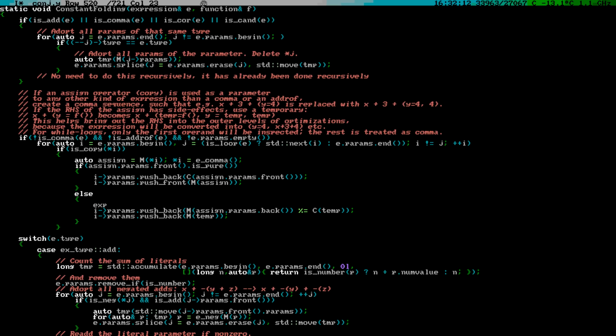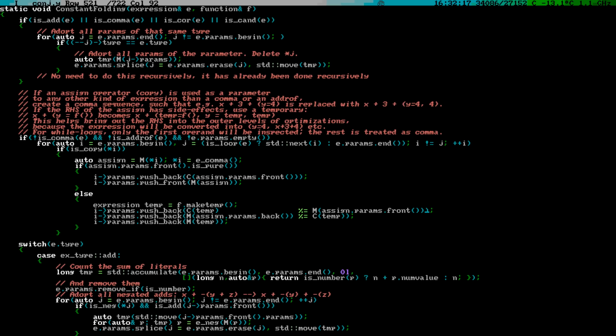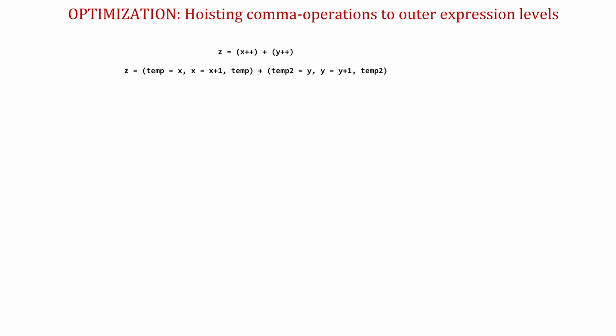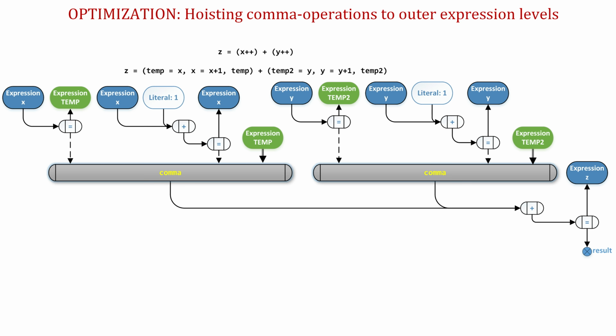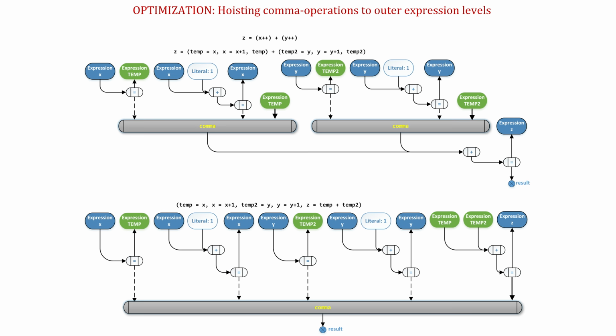The next operation is fascinating. Consider this example expression. Assign z with the sum of x++ and y++. The parser generates this complicated tree for this expression. There are two comma expressions, and the sum of these comma expressions is assigned into z. This is what we can convert it into. Two things have happened here. First, the comma expressions from the inside of the outer sum expression have been extracted, so that only the last components of the comma expressions are retained in the sum.